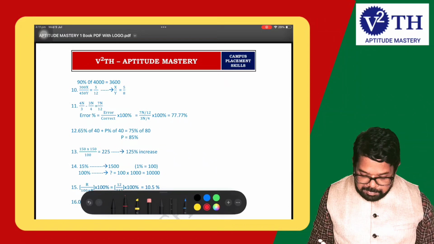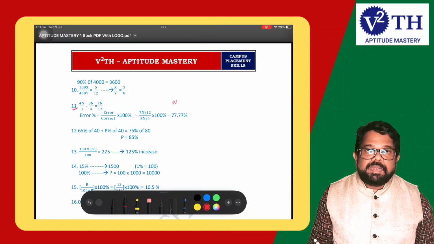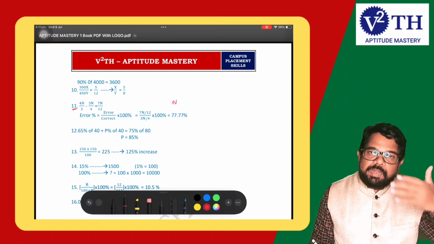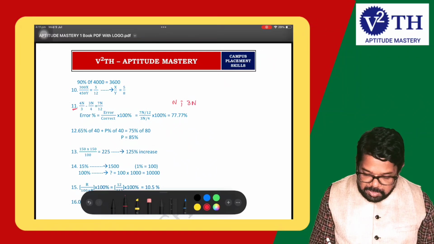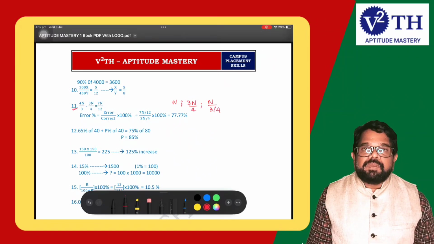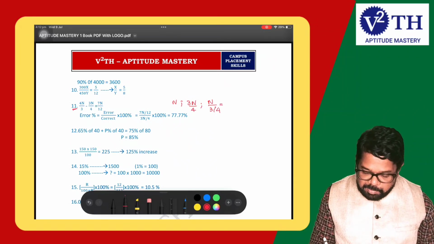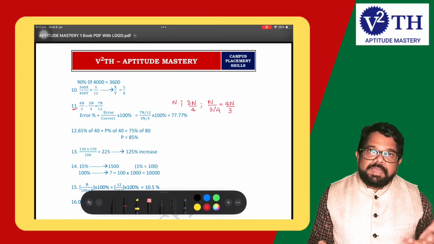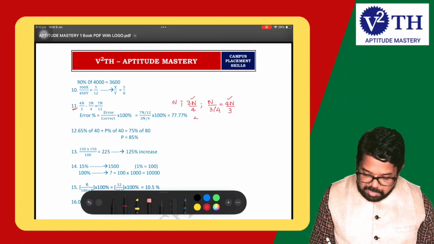Let the original number be n. What is given here? A number is to be multiplied by 3 by 4, so it is 3n by 4. But by mistake what did he do? The number is divided by 3 by 4. Instead of multiplying, he did division. n by 3 by 4 means 4n by 3. Definitely there is an error. The value 4n by 3 is greater than 3n by 4.